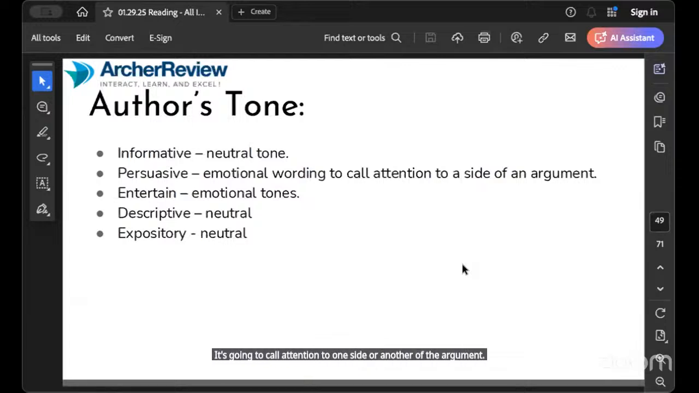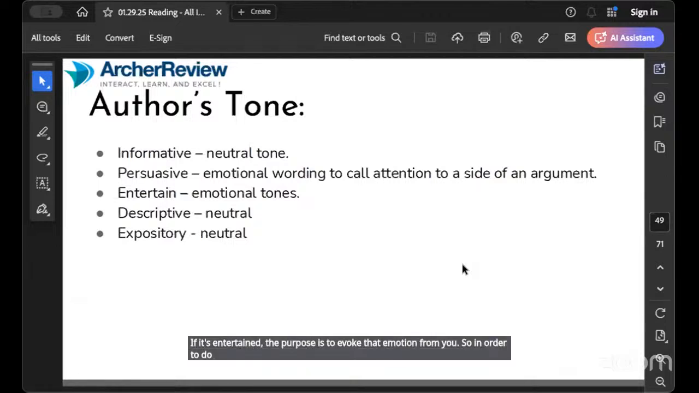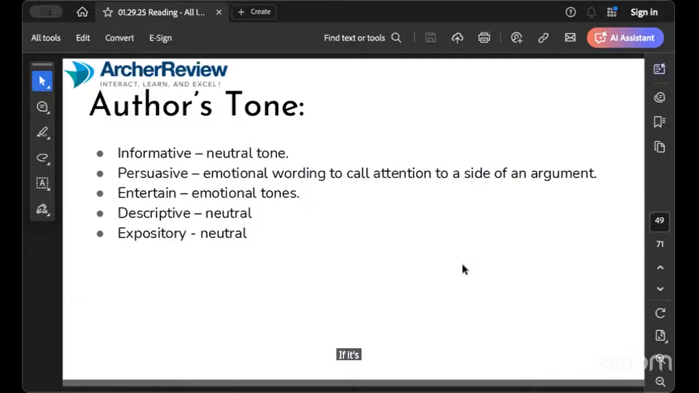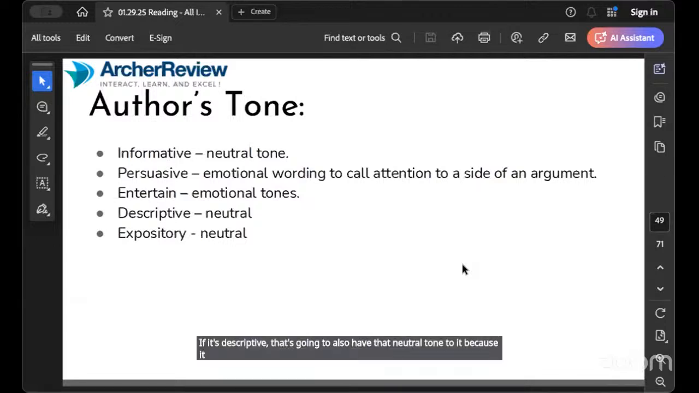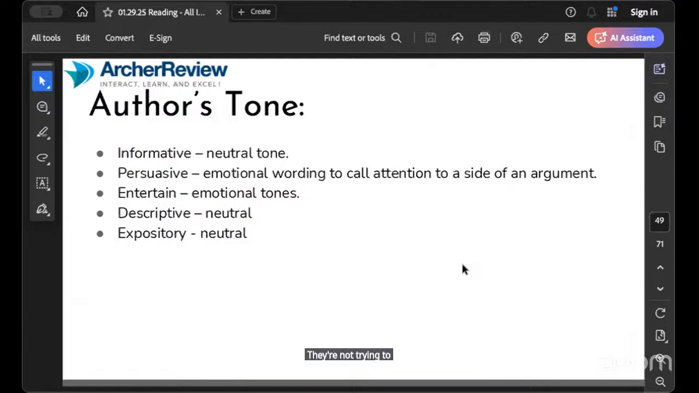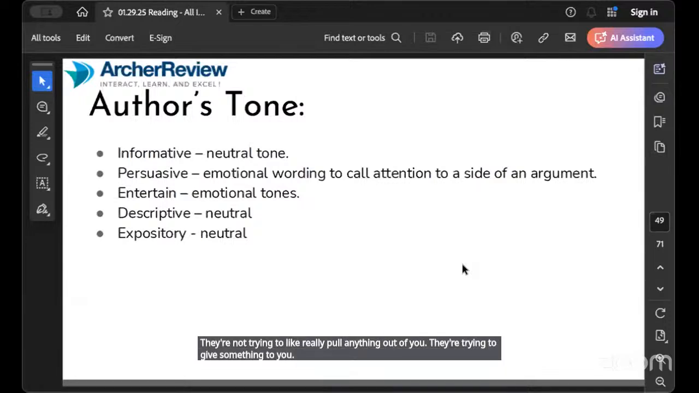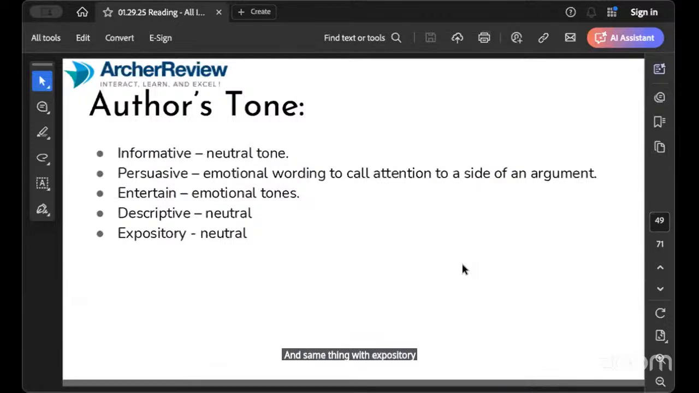If it's to entertain, the purpose is to evoke that emotion from you. So in order to do so, it's going to use that emotional tone, whatever type of emotion that may be. If it's descriptive, that's also going to have a neutral tone to it because it's using those sensory details to just paint the picture. They're not trying to really pull anything out of you. They're trying to give something to you. And same thing with expository. The purpose is to explain.